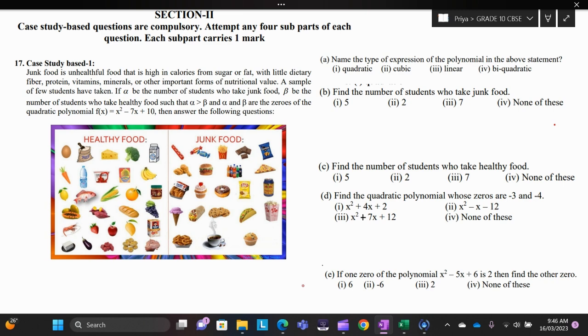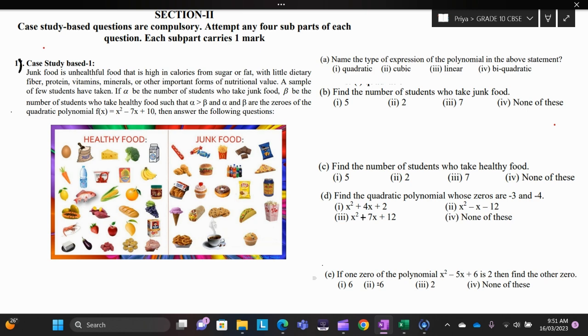Today, in this video, we are going to see how to solve case study based questions, which is part of Section 2 in the Grade 10 question paper. In case study questions, each question will have 5 subparts and you need to attempt any 4 subparts from it. So, can we get into the topic?